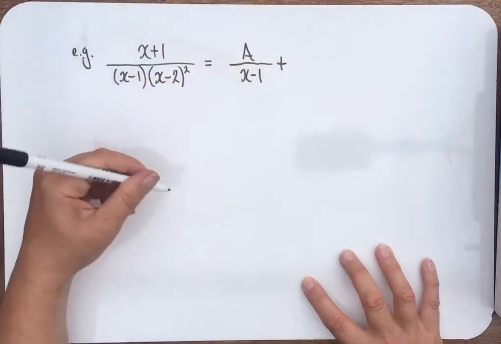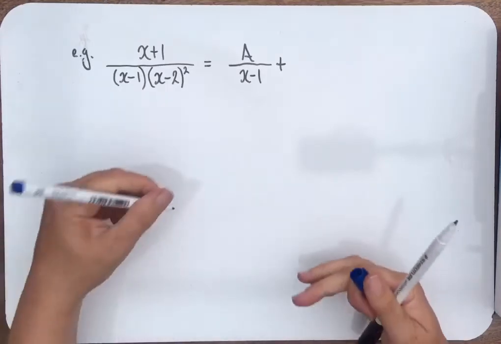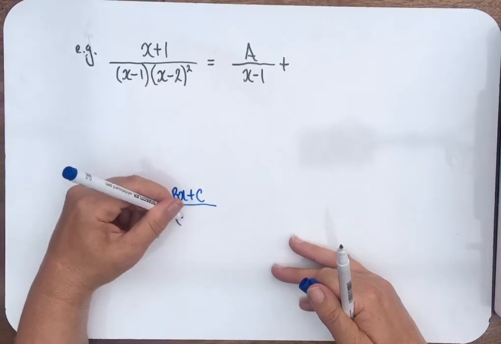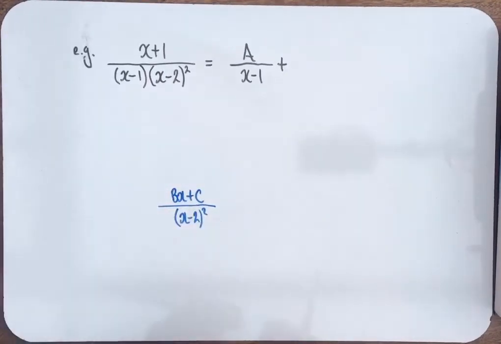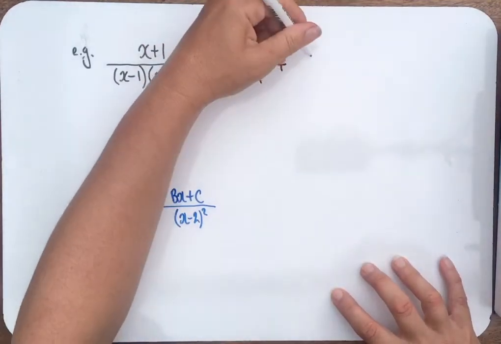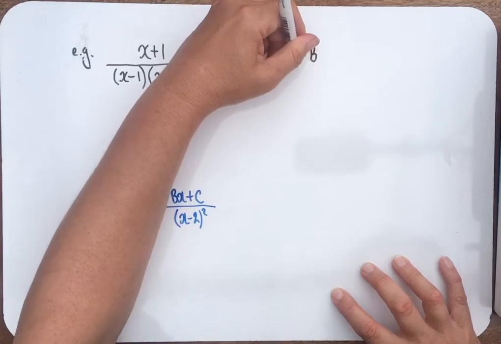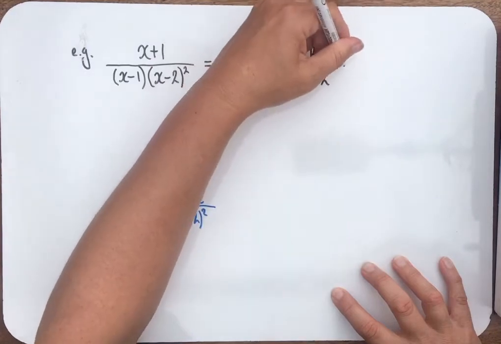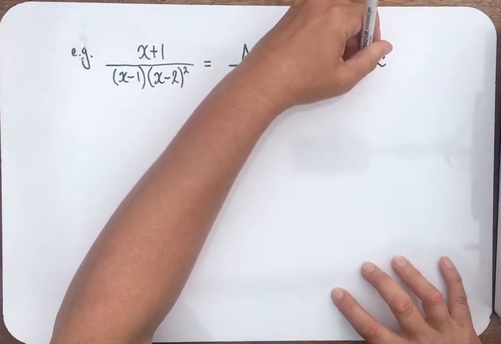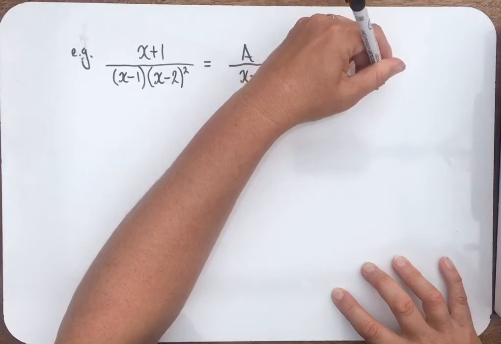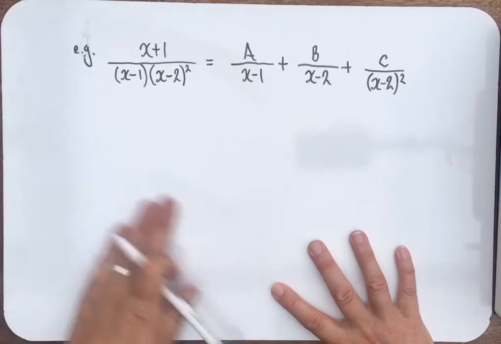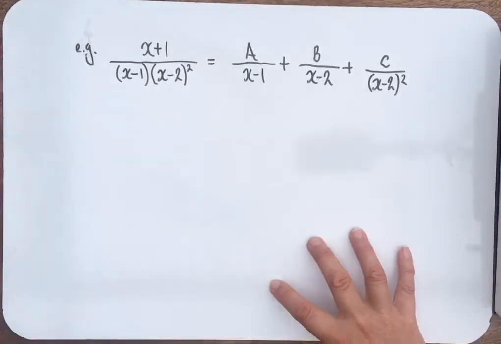plus, and then, so proper fraction, it's sort of tempting to think that I could do bx plus c over x minus 2 squared, but as we saw in the other example, that can be written as a constant over x minus 2 plus a constant over x minus 2 squared, which is much more useful than having it like this. So you split this one like so.